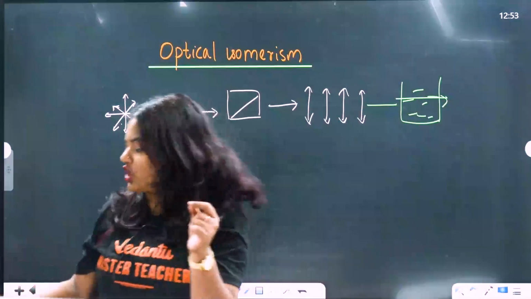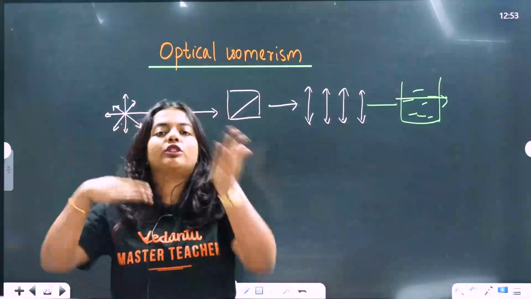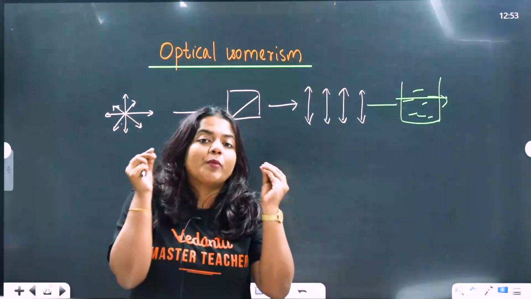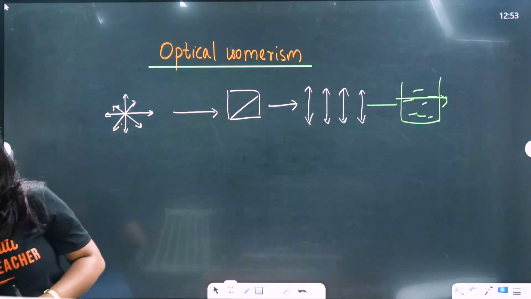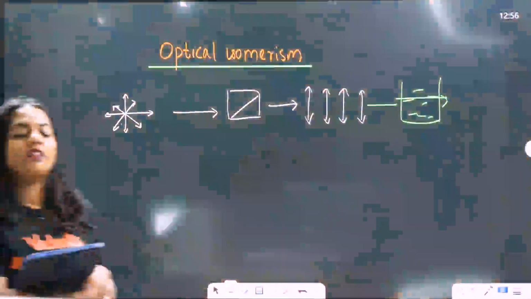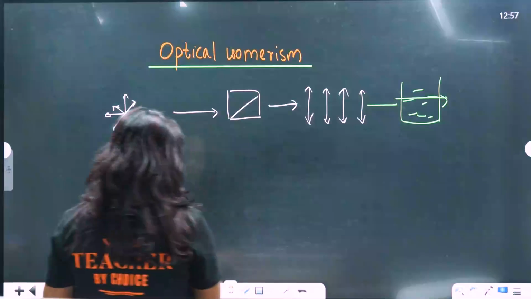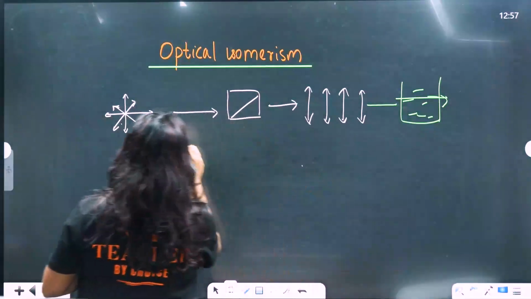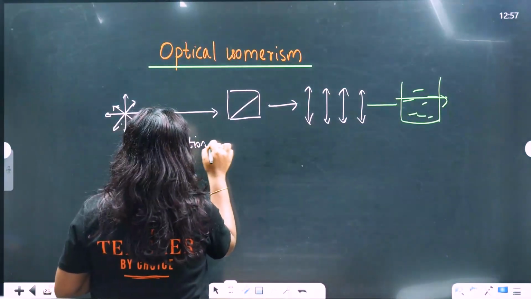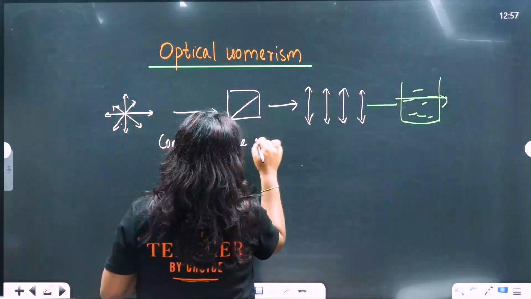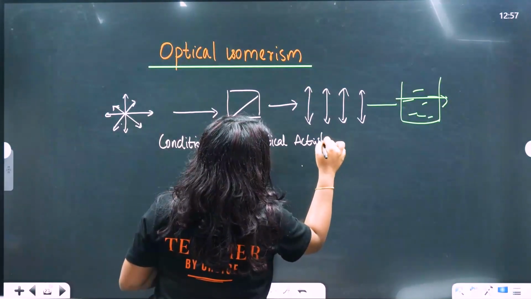they show some rotation, to the left side, to the right side, and so on. That is basically found out by optical isomerism. So that is what is called optical isomerism. Now I will tell you the essential conditions for the optical activity of a molecule.